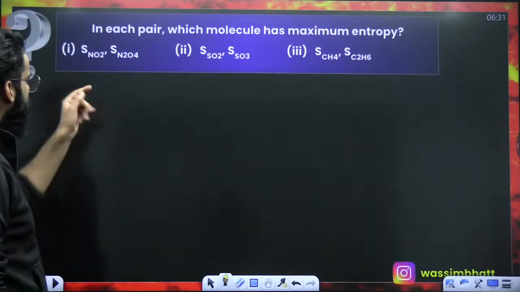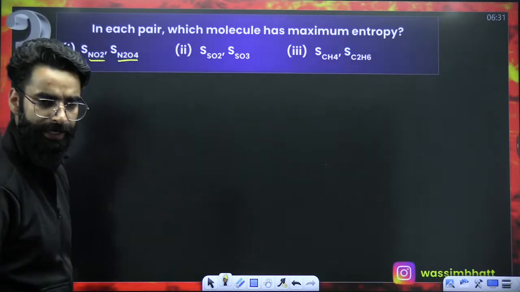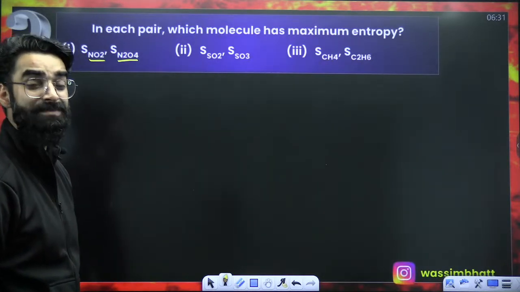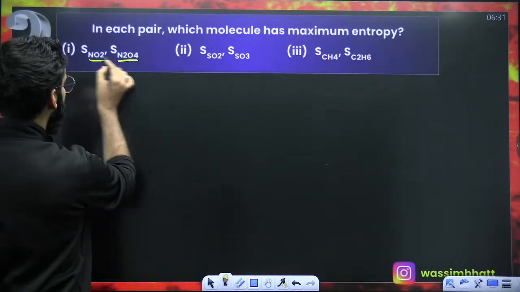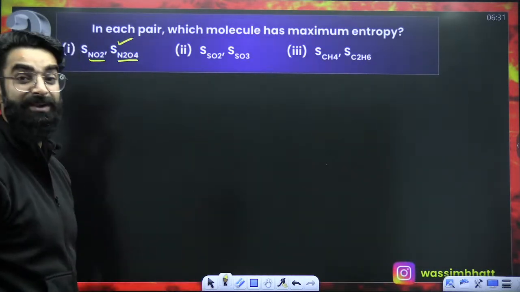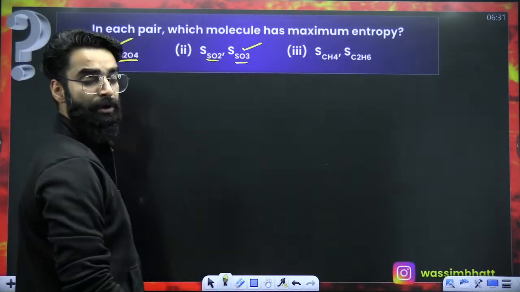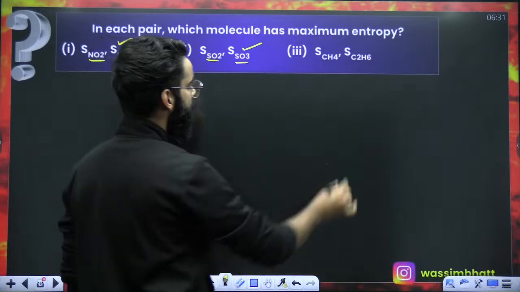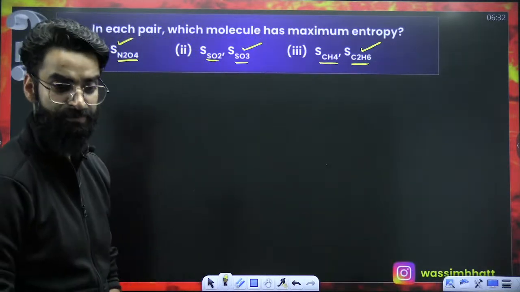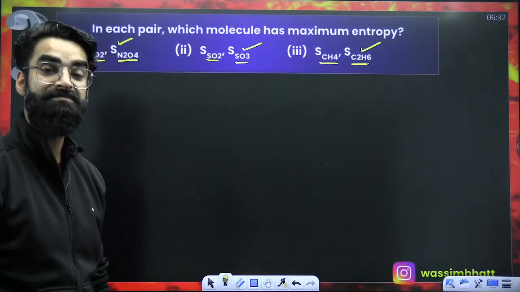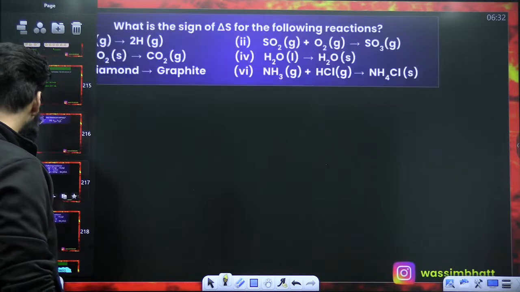See guys, for example, you have got NO2 and N2O4. More the atoms, more complex the structure, more the entropy. So among these two, which will be having more entropy? N2O4. SO2, SO3: more the atoms in the molecule, more the entropy. CH4, C2H6: C2H6 will have more entropy because more atoms in the molecule. More atoms means more complex the structure, right?